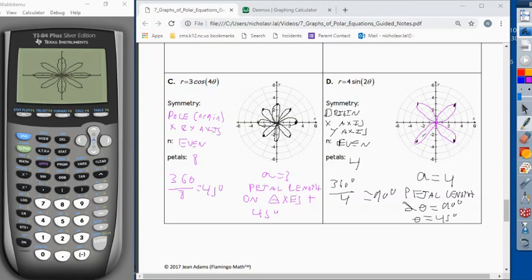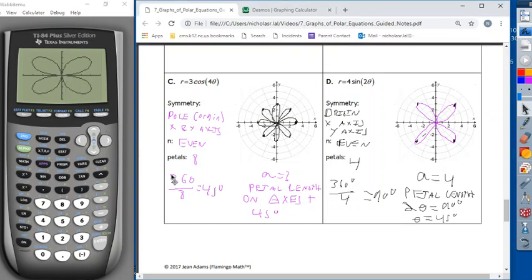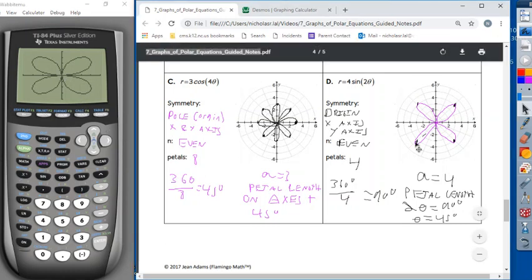So we've drawn our petals, and we can verify that our graph is correct by using our calculator. Y is equal to 4 times the sine of 2 theta. Graph it. And you see that's what the shape is going to look like. Alright, let's continue.